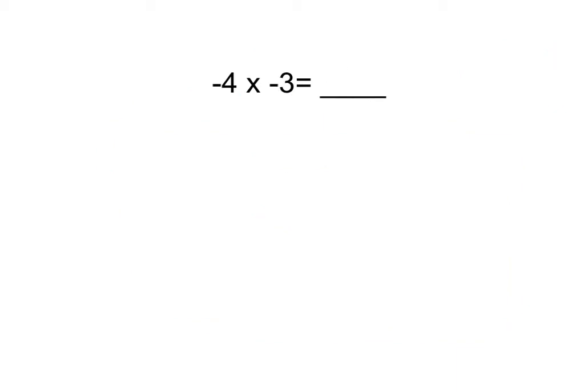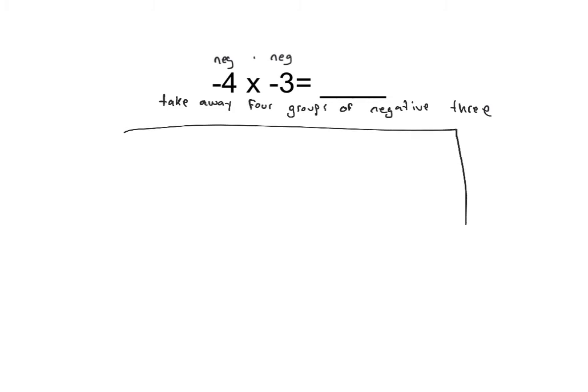All right, let's try this. So we have a negative 4 multiplied by a negative 3. So we can read this as take away 4 groups of negative 3. Okay, let me get my big blank table out. Got nothing on our table, so we have to create some 0 pairs in order to remove some stuff.